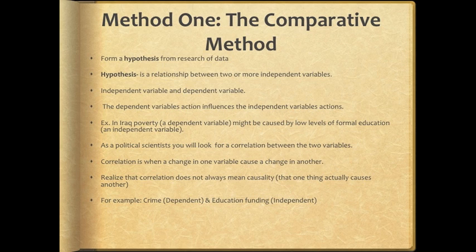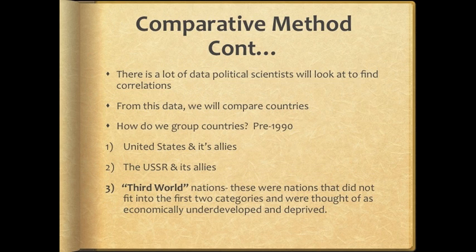One of the things that we'll do is group countries. So, for example, the United States and its allies was basically how we grouped countries before the 1990s. And we also had the Soviet Union and its allies. That was a second group of countries. Finally, we had third world countries. These would be a lot of your African countries, Southeast Asian countries. They would be third world countries. So basically nations that did not fit into the first 2 categories.